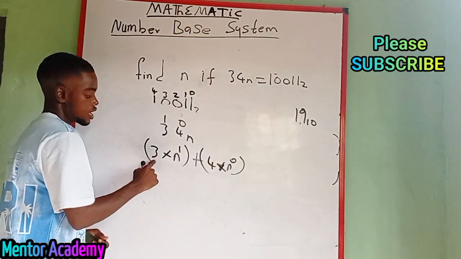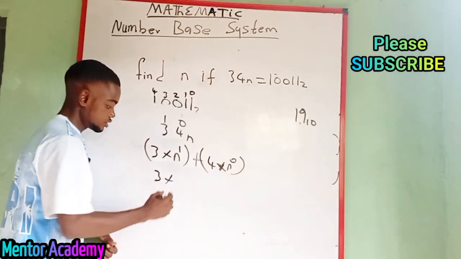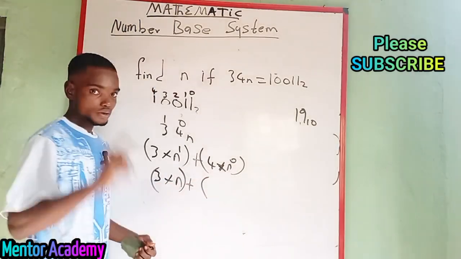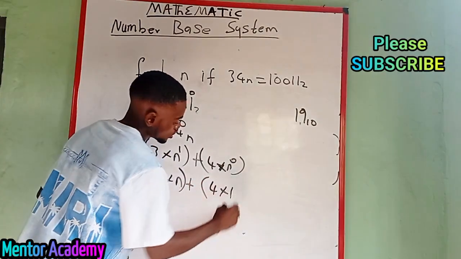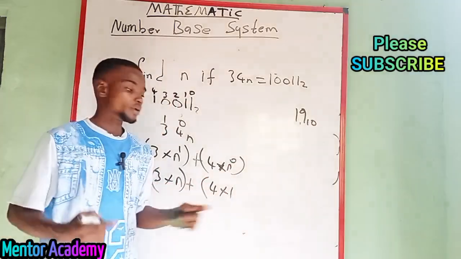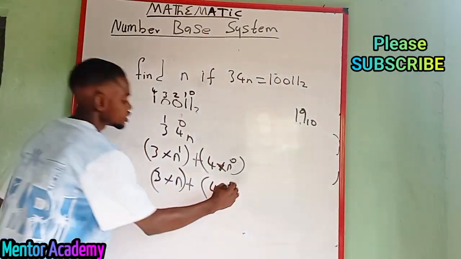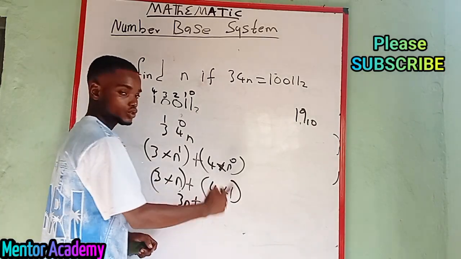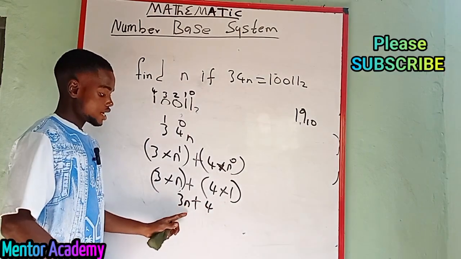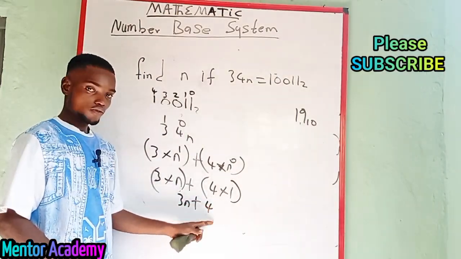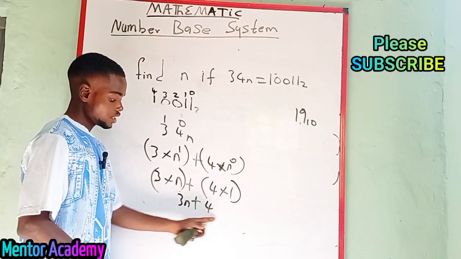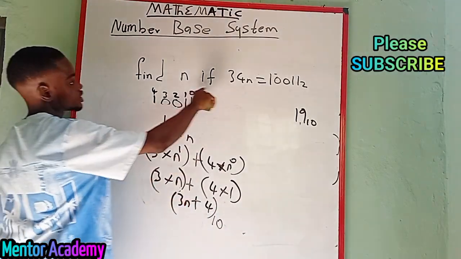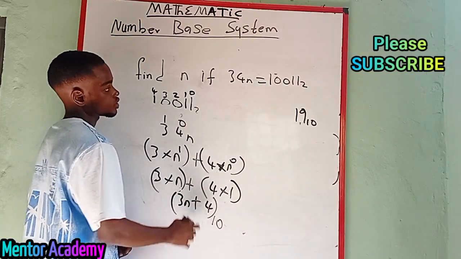Now if you do this, you're going to get the value. It is easy. 3 times n raised to the power 1 is going to give us n, plus 4 times n raised to the power 0 is just 1. So 4 times 1. Any number or any alphabet raised to the power 0 is just 1, a constant. So now 3 times n is going to give us 3n, plus 4 times 1 is going to give us 4. Now 3n cannot add to 4. But what we have gotten here is now under base 10. So this is converting this number to base 10. This is what it gives us.